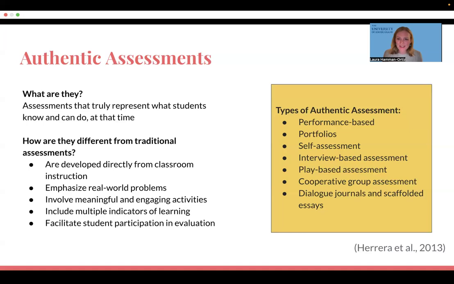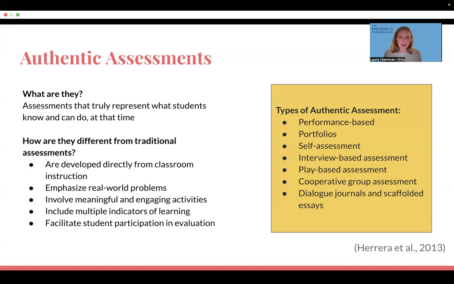Cooperative group assessments. So assessment doesn't have to be individual. You can also assess what students can do as they work in a group. And there are different ways, as I talked about in the chapter, whether it's through journaling or regular feedback to the teacher about what students are learning individually as they work in a group. And then dialogue journals and scaffolded essays.